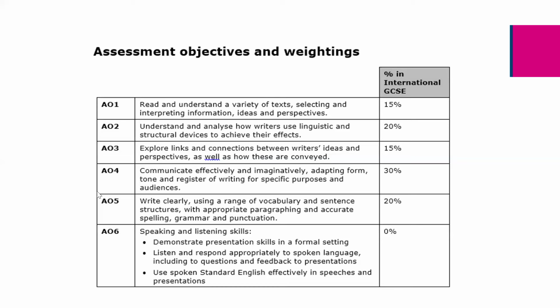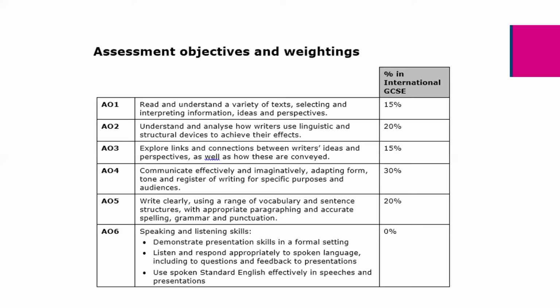So AO1 is read and understand a variety of texts, selecting and interpreting information, ideas, and perspectives. And that's 15% of the final grade. AO2 is understand and analyze how writers use linguistic and structural devices to achieve their effect. That's 20% of the final qualification. AO3 is explore links and connections between writers' ideas and perspectives, as well as how these are conveyed. And that's 15% of the final grade.